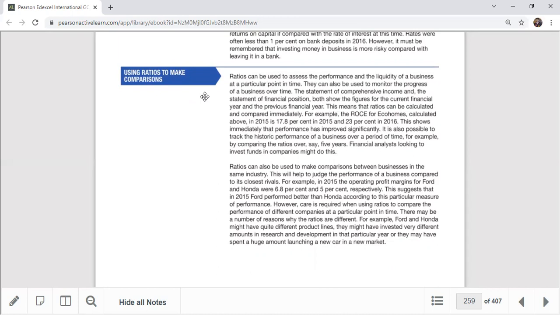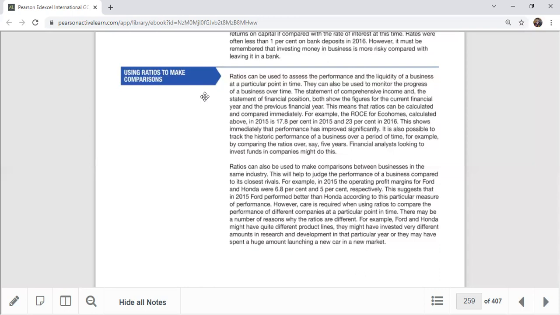It is also possible to track the historic performance of a business over a period of time, for example, by comparing the ratios over, say, 5 years. Financial analysts looking to invest funds in companies might do this. Ratios can also be used to make comparisons between businesses in the same industry. This will help to judge the performance of a business compared to its closest rivals. For example, in 2015, the operating profit margins for Ford and Honda were 6.8% and 5% respectively. This suggests that in 2015, Ford performed better than Honda according to this particular measure of performance.